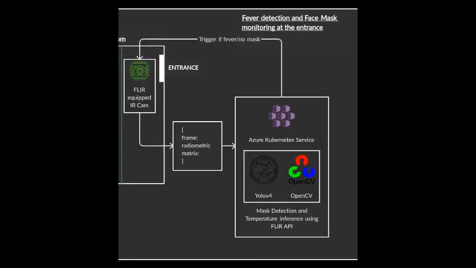At the entrance of the organization, there will be a FLIR-equipped infrared camera. This camera will attempt to estimate a person's temperature. Using this temperature, it will be inferred whether or not a person has a fever. Next, using object detection, it will be checked whether the person is wearing a mask or not. Makeshift masks will not be accepted.